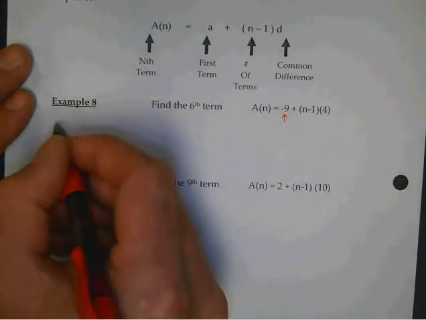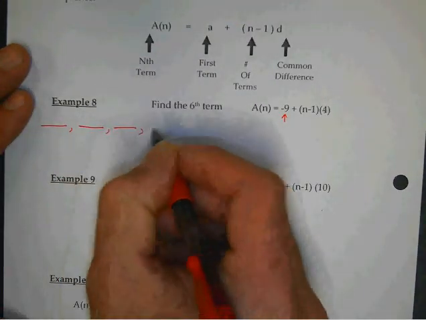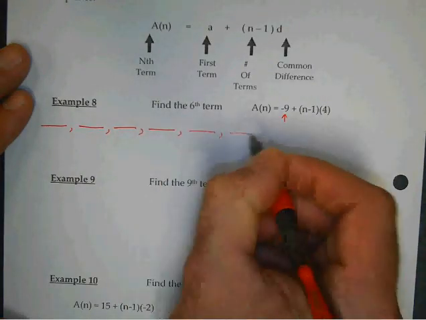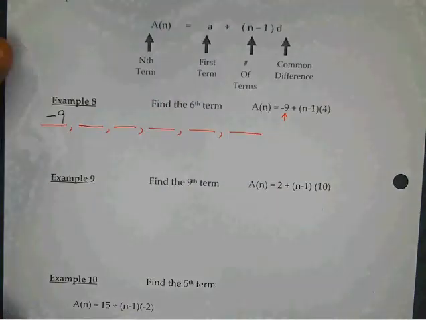So I'm asked to find the sixth term. So I'm going to put 6 blanks. 1, 2, 3, 4, 5, 6. I'm going to stick a negative 9 in that first blank. Why is it negative 9? The formula tells me, negative 9 from right there. Now what else can I pull from this formula? What other information? 4.